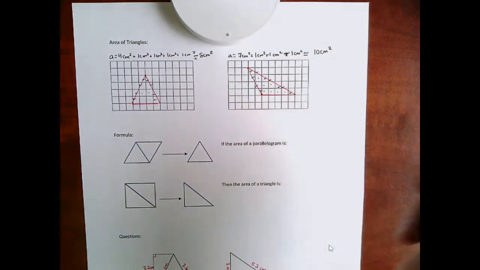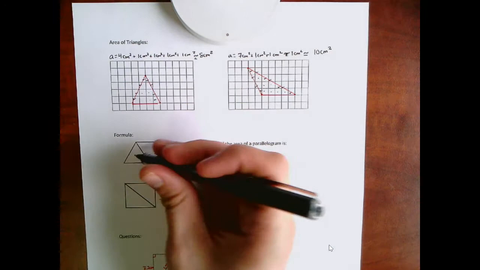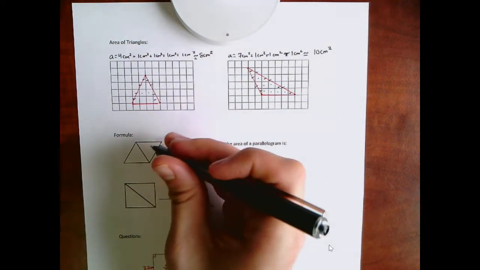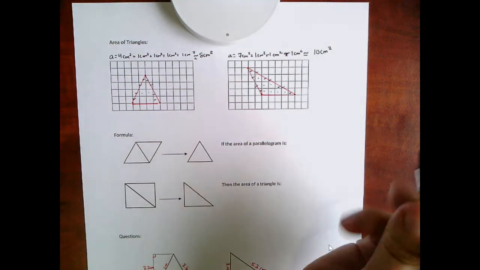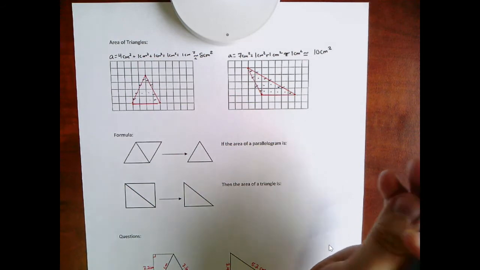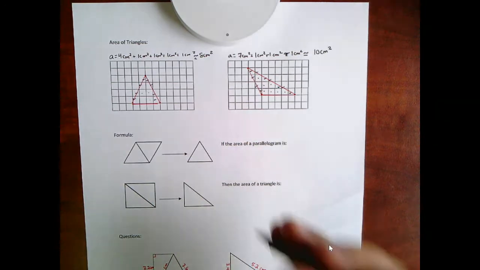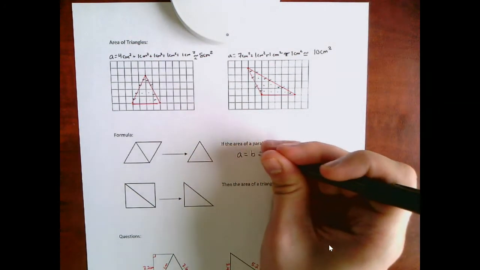Okay, so now we're going to talk about how we calculate the formula for the area of triangles. Now you'll notice that when we have two of the same triangles, with one of them flipped, rotated along this point right here, it actually does create a parallelogram. Now, if you remember back in the other lesson, we talked about the area of parallelograms, and we discovered that the area of a parallelogram is the base multiplied by the height.